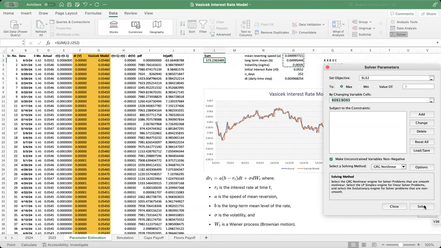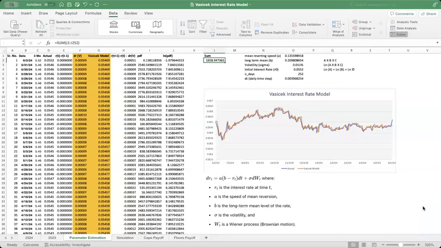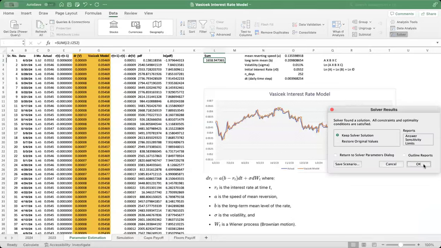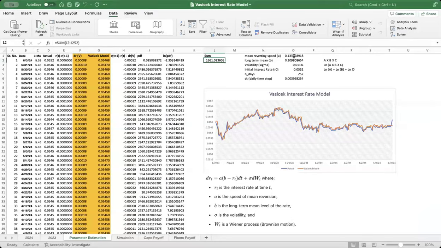Once you click on solve and keep the solver solution, it will give certain values. Initially what you can do is take some constant, any arbitrary number. Let's say you can take 0.5 for a, b, and sigma. That's what I did.